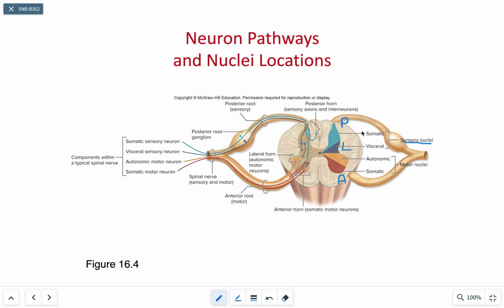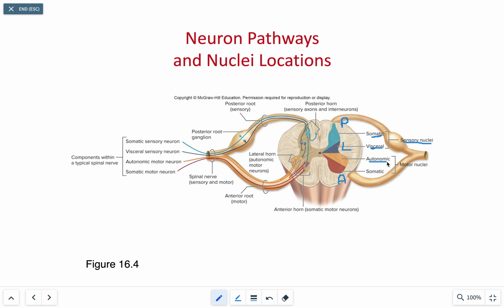If we look at the somatic sensory here, they're going to predominantly be pain receptors and pressure from the skin, so anything sensing from the feet, stepping on a nail, stubbing your toe, things like that. The visceral is also going to be sensory. It's going to be receiving the stretch receptors in smooth muscles, such as the digestive system, the stomach wall, small intestine, large intestine.